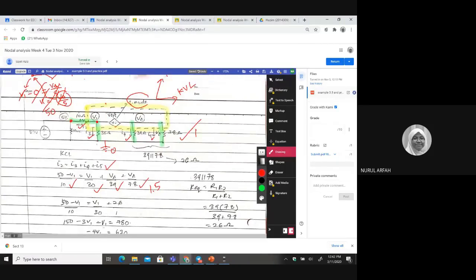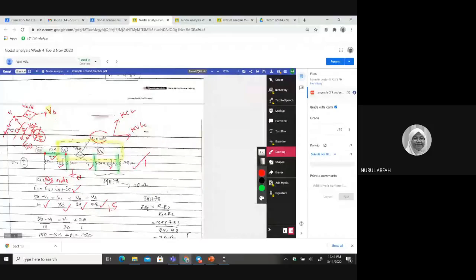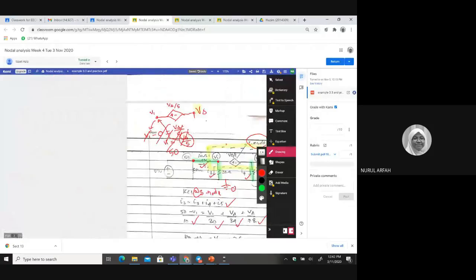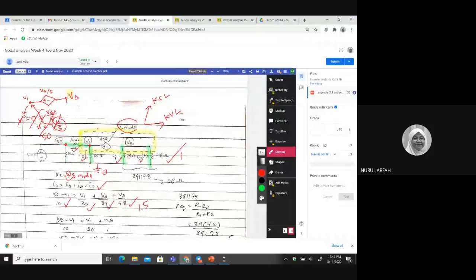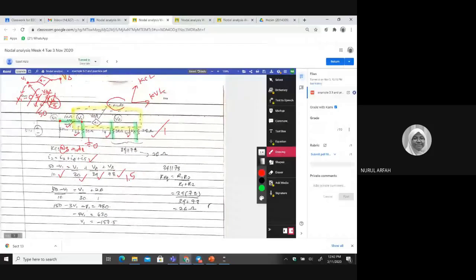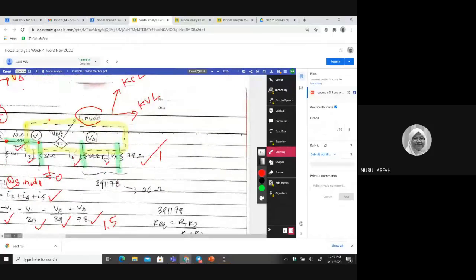And then the second part, this is KCL at supernode. What is missing, or maybe because time's up, you need to have another one, KVL at supernode. So what is KVL at supernode? This part is a little bit tricky, but it's easy.